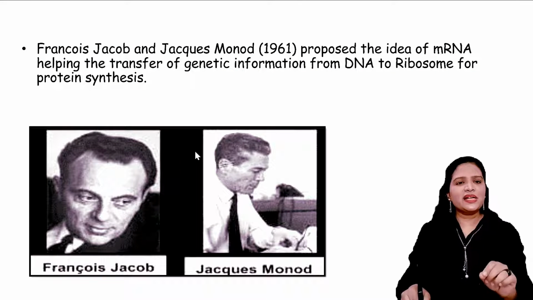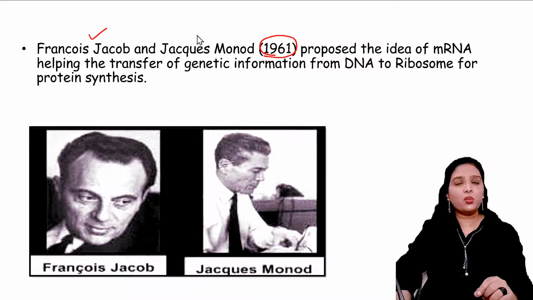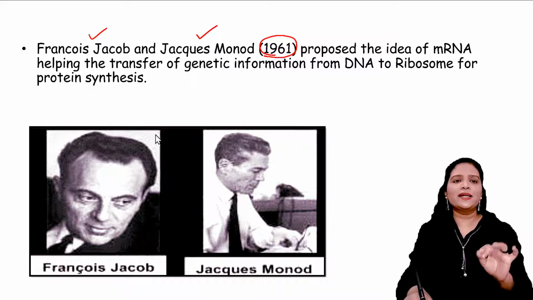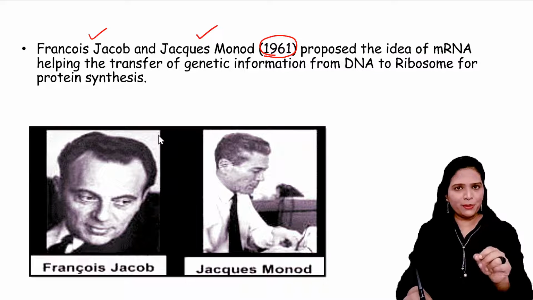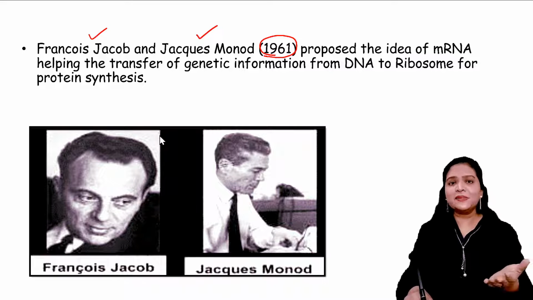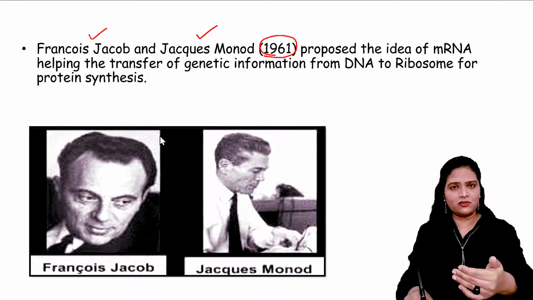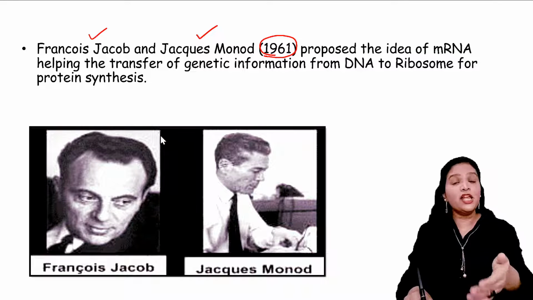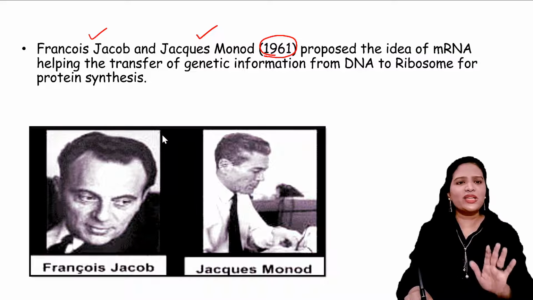Alright, so first, two scientists called Francois Jacob and Jacques Monod. In short, we call them Jacob and Monod. These two scientists proposed this idea of mRNA, which helps in transferring the genetic material from the nucleus of the cell, that is from the DNA, to the ribosome in the cytoplasm where protein synthesis occurs.